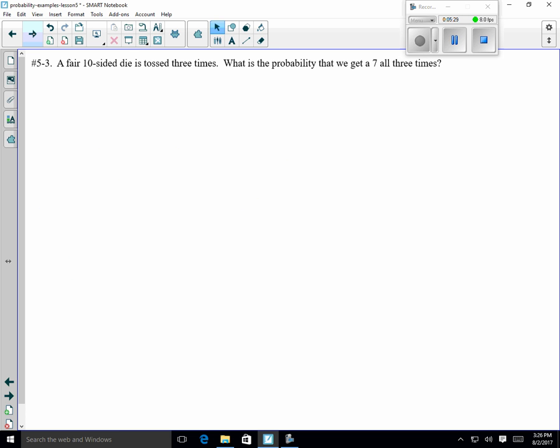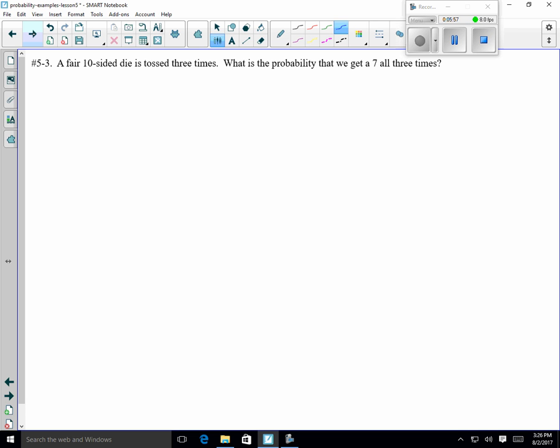It says a fair 10-sided die is tossed 3 times. What's the probability that we get a 7 all 3 times? All right. Well, let's see. If we toss a die, hopefully you'll agree that every time we toss a die doesn't really have any memory, right? And that means that we have the same probabilities occurring for every individual, what we would call a trial, every time we toss this die, right?